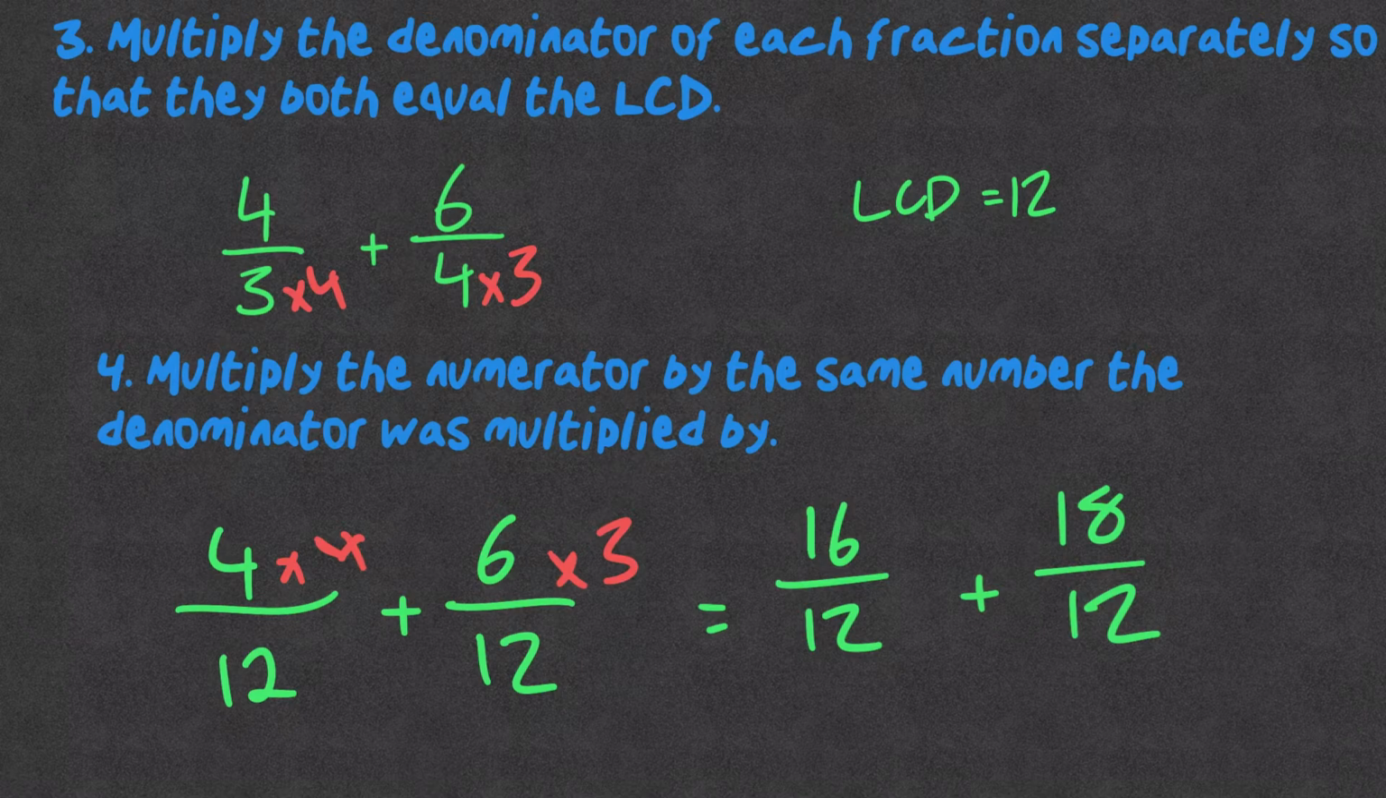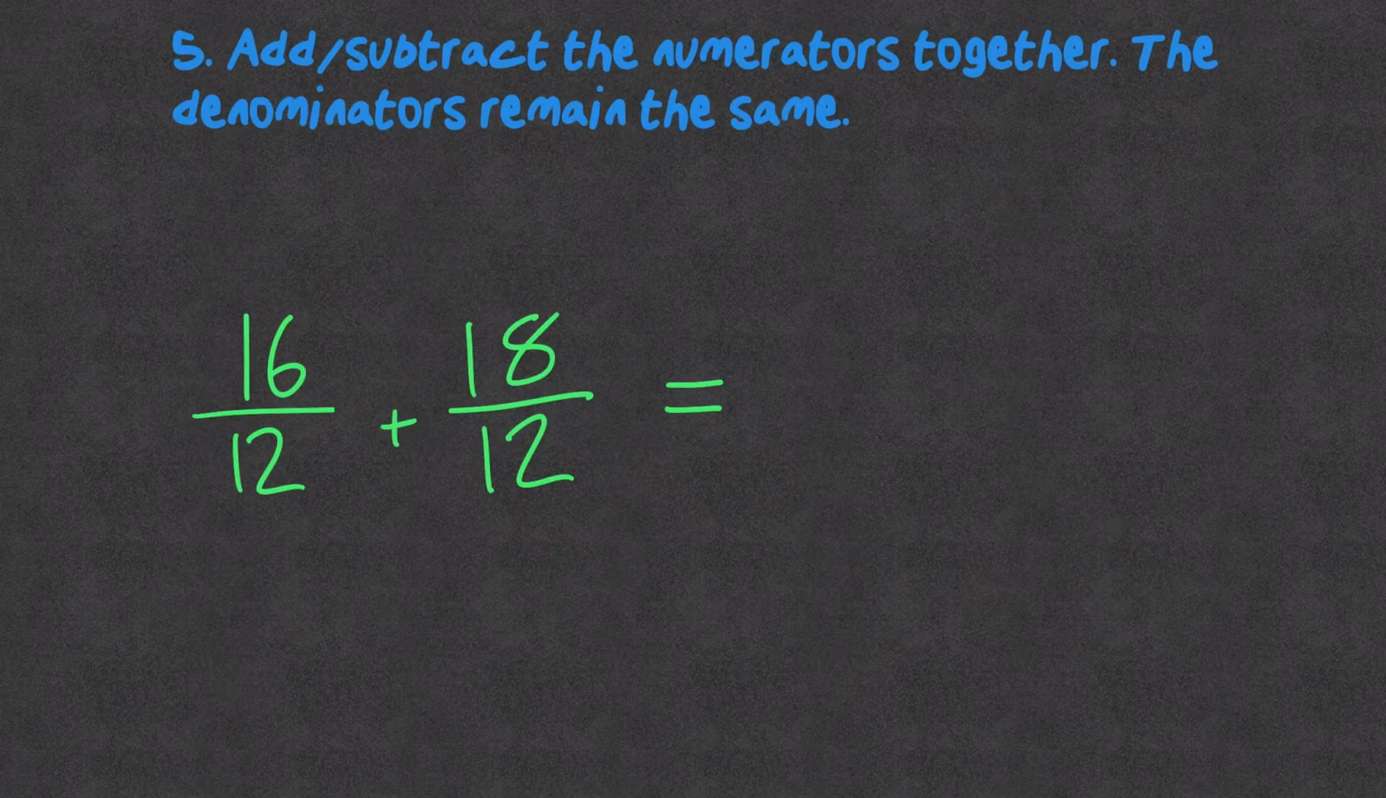$1.5? No, that's right. It's beyond this anyway. And then to solve this, if I've got another slide for it, yeah. You just add or subtract those numerators together and the denominators remain the same. So 16 plus 18 is 34 over 12.